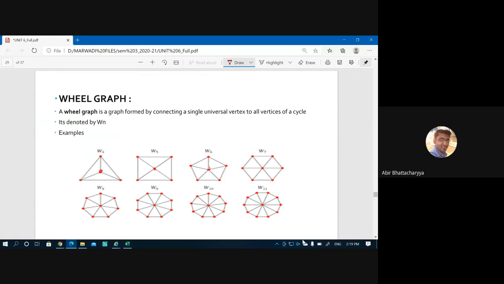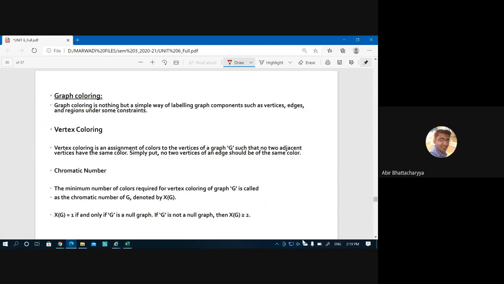Each and every wheel graph is a planar graph. That's a good point of wheel graphs. And only one wheel graph is complete, that is W4. W4 is isomorphic to K4, so W4 and K4 are isomorphic to each other, and Wn is the notation of a wheel graph. Wn means n is the number of vertices of that wheel graph. Now, the last concept is called graph coloring.